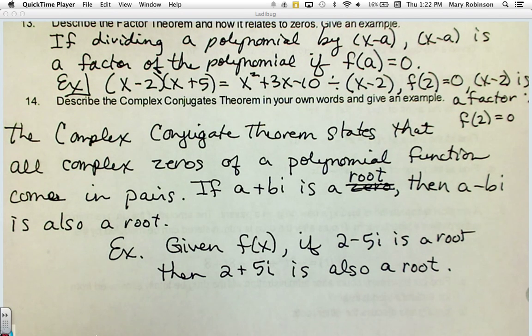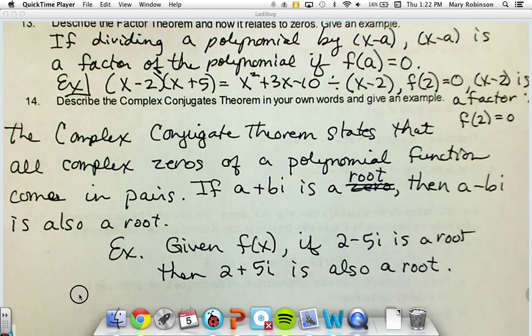Okay? So please be careful about not using the word opposite. An opposite of a number is not a conjugate. So make sure you use conjugate to talk about 2 minus 5i and 2 plus 5i instead of opposite. Okay? Hope that helps. Good luck.